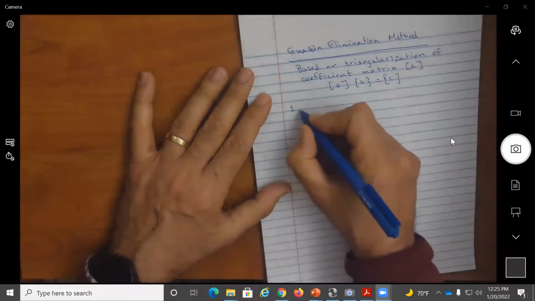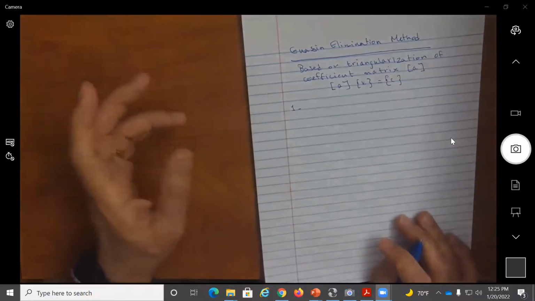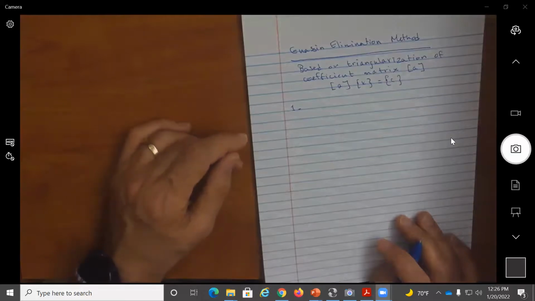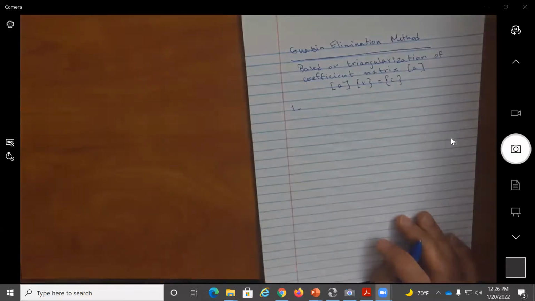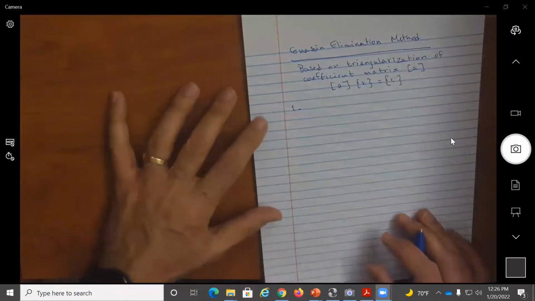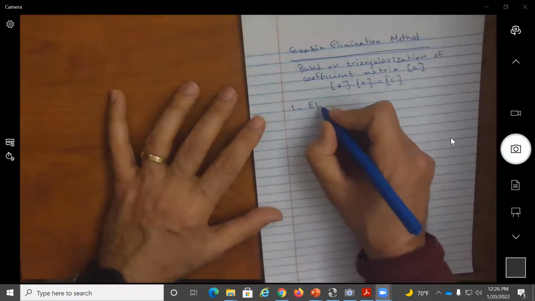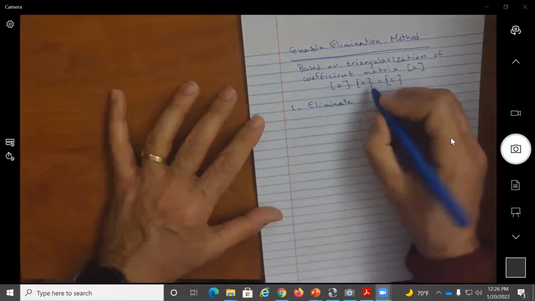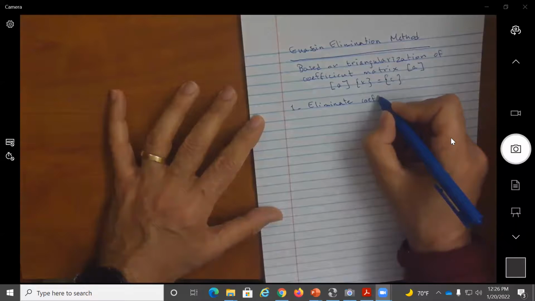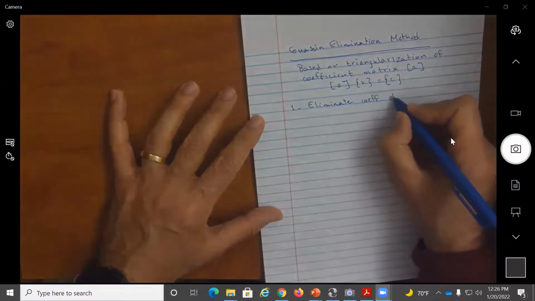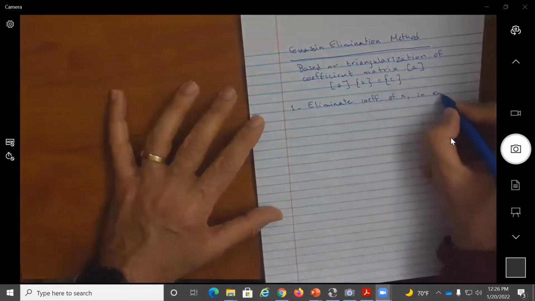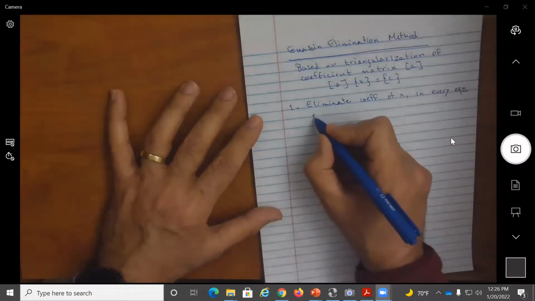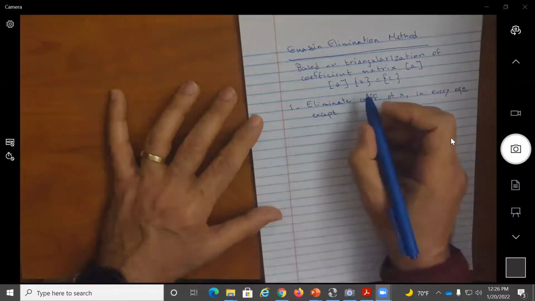So the first step, I remember we talked about upper triangular matrix and lower triangular matrix. In this case, we want to have an upper triangular matrix. So we want to eliminate the coefficients of x1 in every equation except the first one.